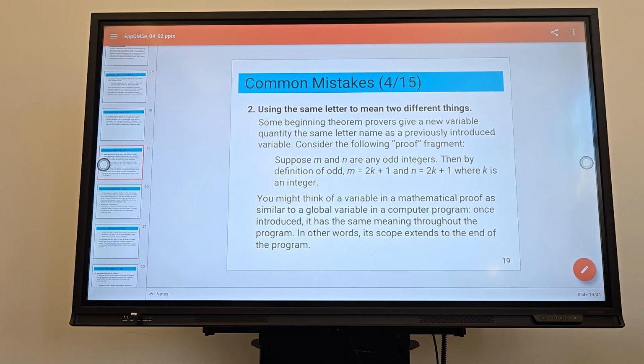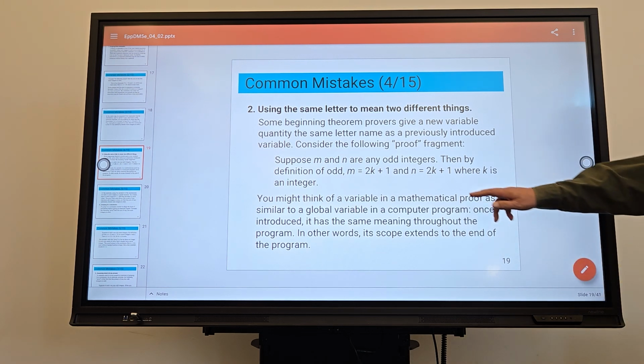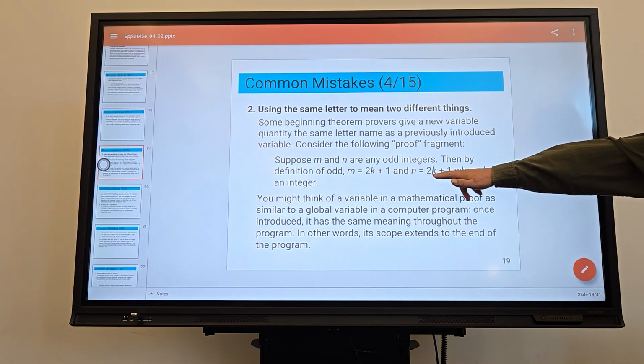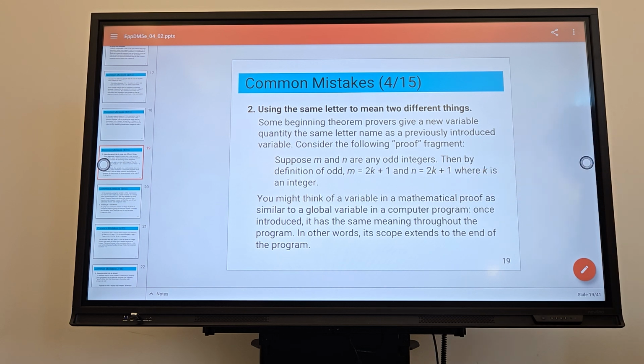Think of it as a global variable in a computer program. Once it's introduced, it has the same meaning throughout the program. Its scope extends to the end of the program. That's the scope of the defined variables in a proof. The scope extends to the end of the proof.